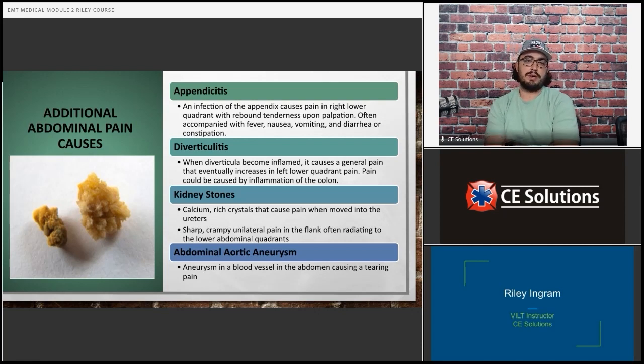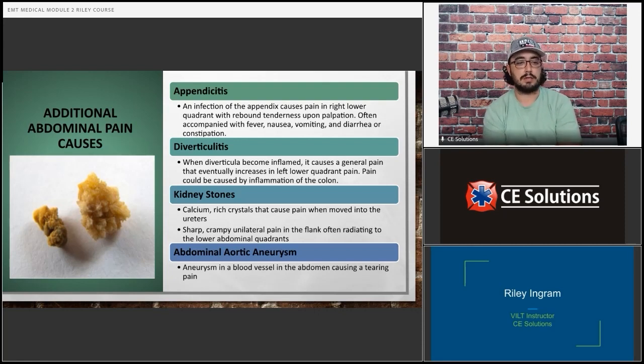Diverticulitis. When diverticula become inflamed, it causes general pain that eventually increases in the left lower quadrant. Pain could be caused by the inflammation of the colon. A lot of times this will mimic the next one that we're going to talk about, okay? You can't discern the difference between the two pre-hospital. It's just they've run their labs and their studies, and they've been able to isolate what it is we're dealing with at this point once we get to the hospital.